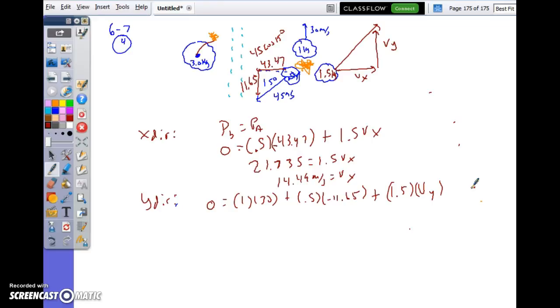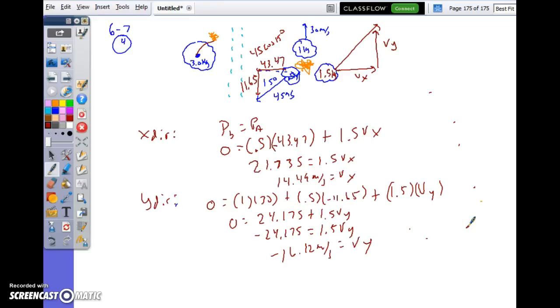So I've got 30 plus 0.5 times negative 11.65. And I get 0 equals 24.175 plus 1.5 Vy. Move to the other side: negative, divided by 1.5, we get 16.12. Yeah, I got 16.1. Okay.